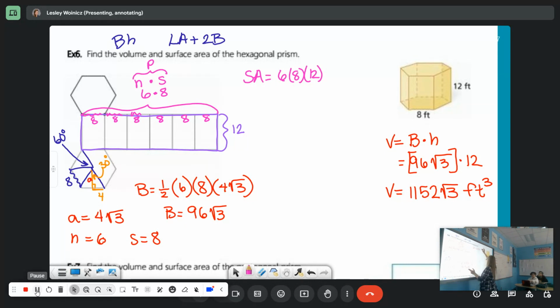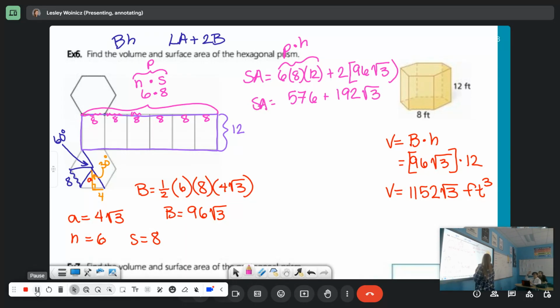Okay, and then we have 2 bases. All right, this is our N, S, and H. And this is our P. Let's just call this perimeter times height. All right, so what's 48 times 12? So this is our exact surface area, and this is feet squared.